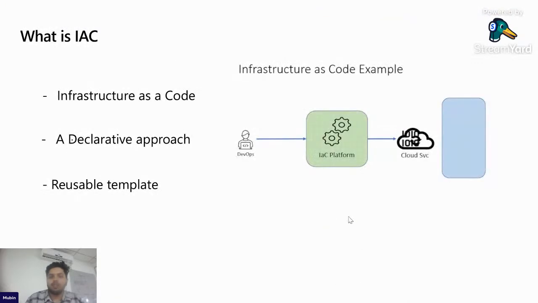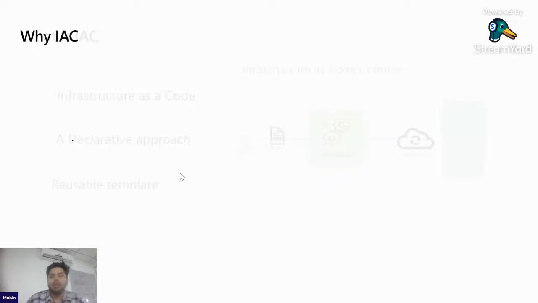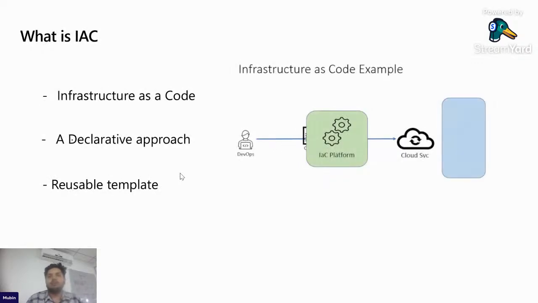Then the third point or definition, you can say, is that it is a reusable template. If you go through the link which is shared in the chat box, you will see that similar JSON objects are being repeated in each and every template. So that basically makes it a reusable template.